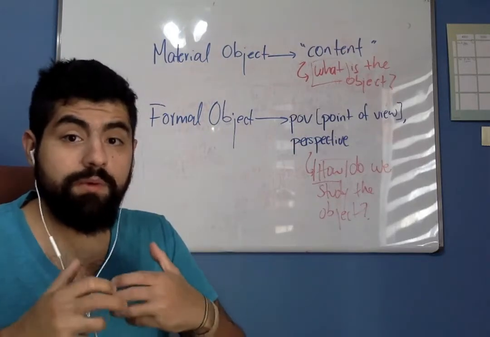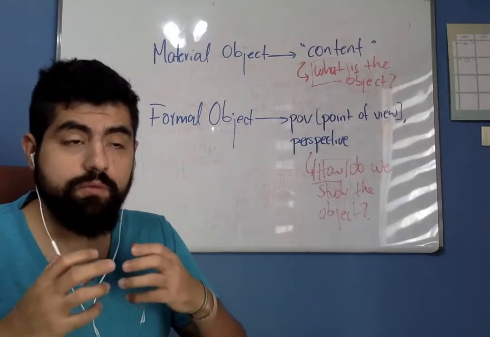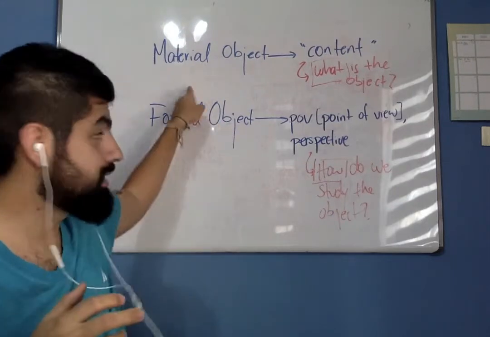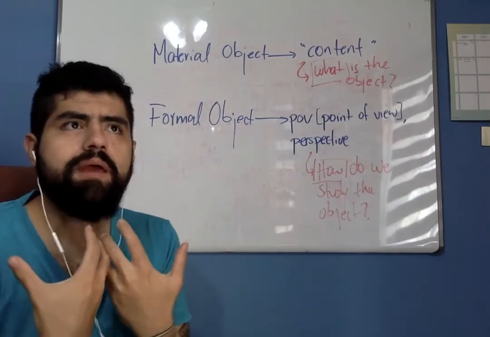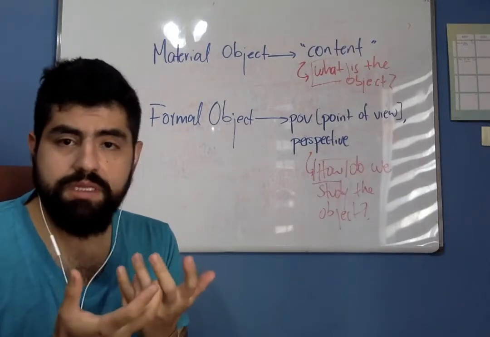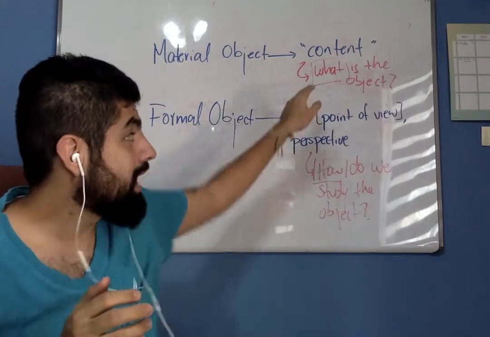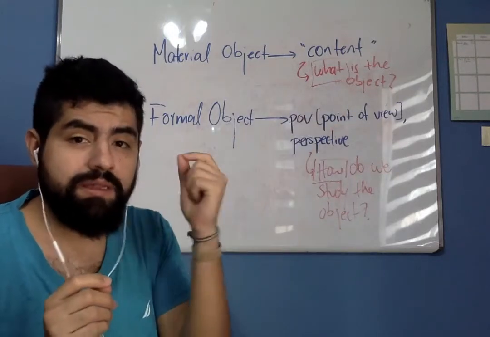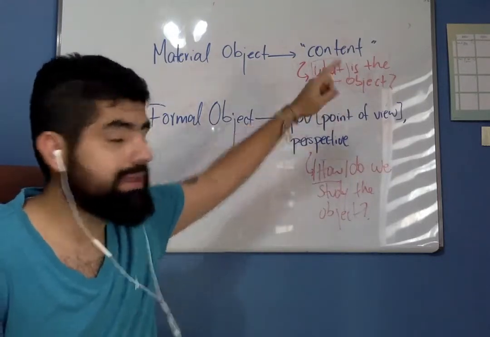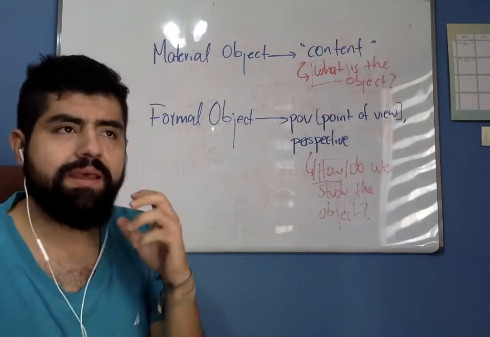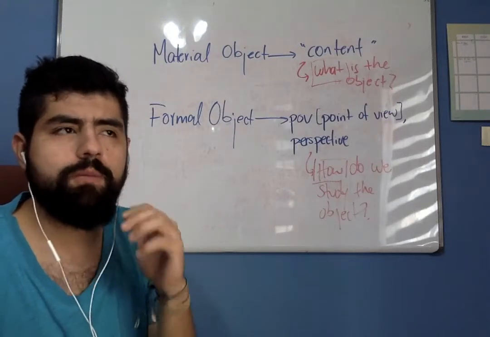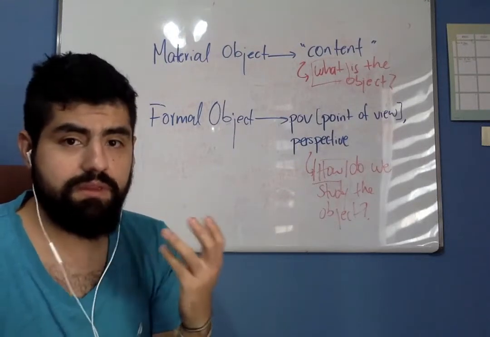So when we talk about the content of a science, we are talking about the material object, okay? And we can understand this content of the science with one question. That question would be, what is the object? And please note the emphasis on the what. What is the object? That is the question that corresponds to the content of the science.